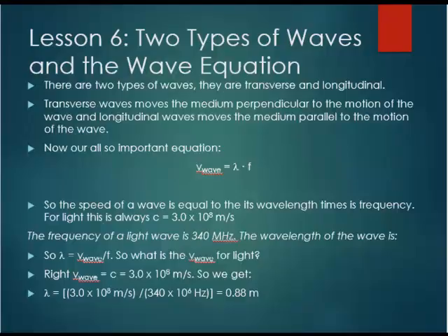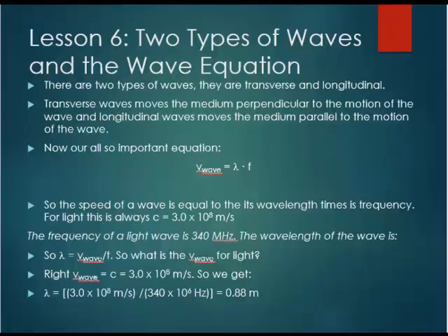Now our next concept is what's called the wave equation, and this states the velocity for a wave is equal to its wavelength times its frequency. One thing to point out that's extremely useful, since this is true for all waves, is that for the special case of light, the speed of light is always 3 times 10 to the 8 meters per second. This is important because all you need to know is either the wavelength or the frequency, and you can determine the other. Here's an example that illustrates that.